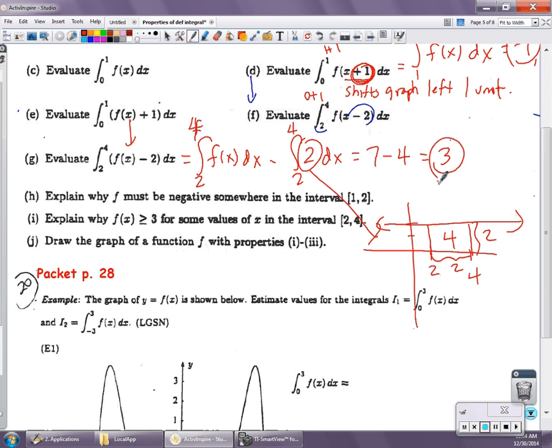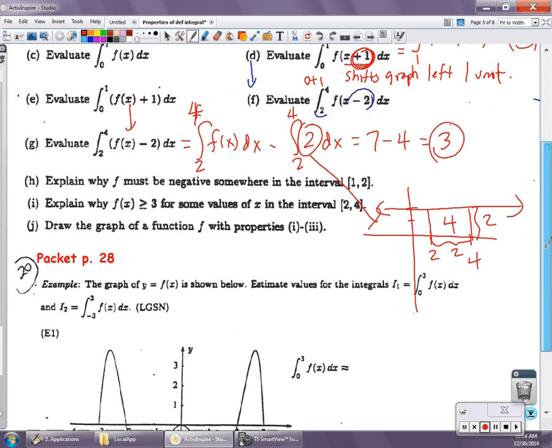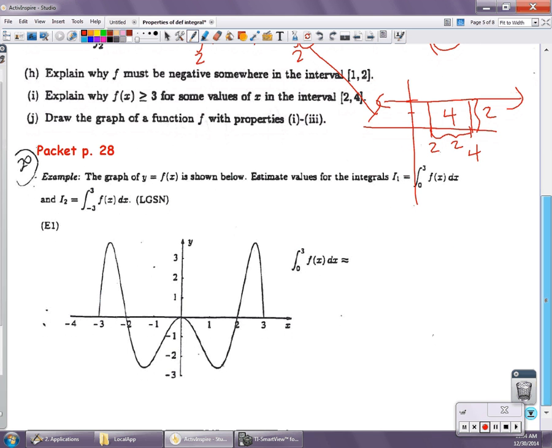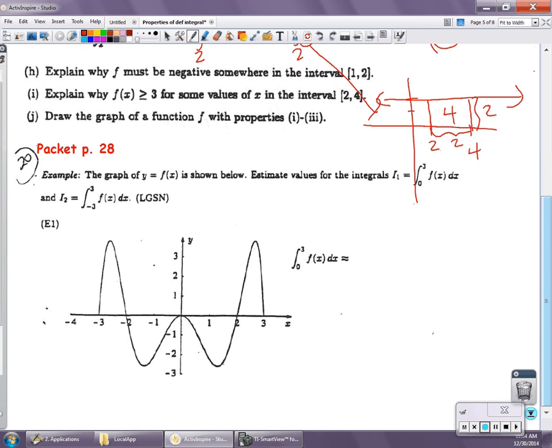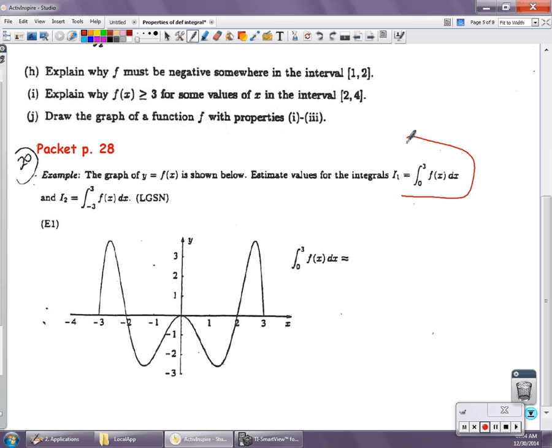Let's see. I'm not concerned right now about H, I, and J, although I kind of want to look at them. Let's jump to the next problem at the bottom. The graph of y equal to f of x is shown below. Estimate the values for the net area from 0 to 3 of f of x.